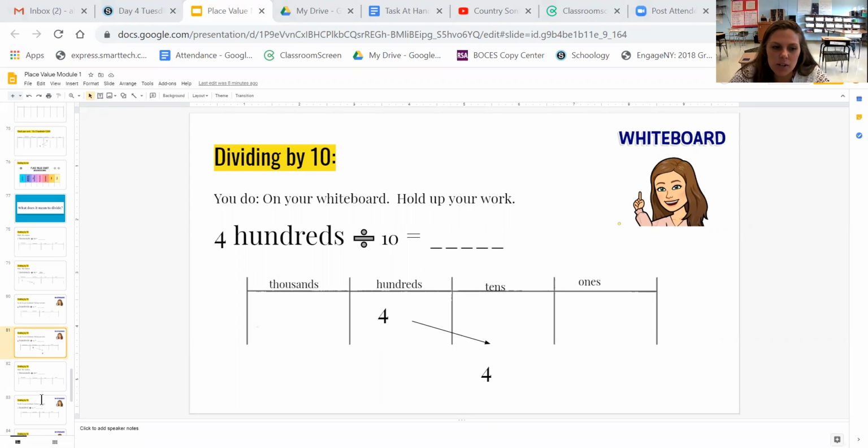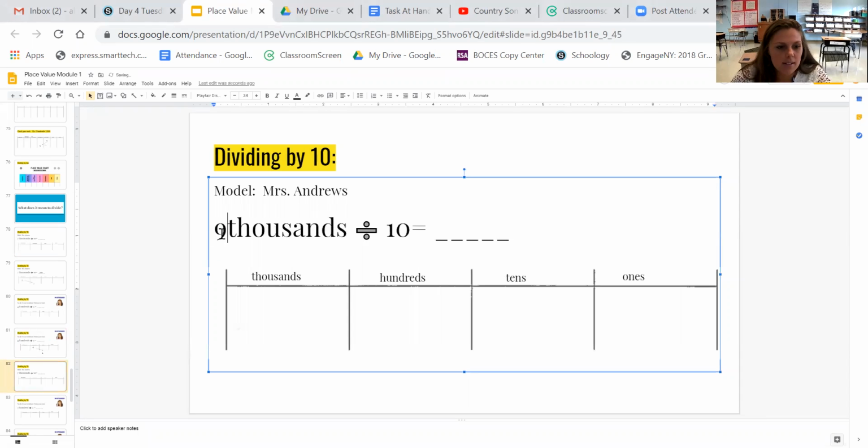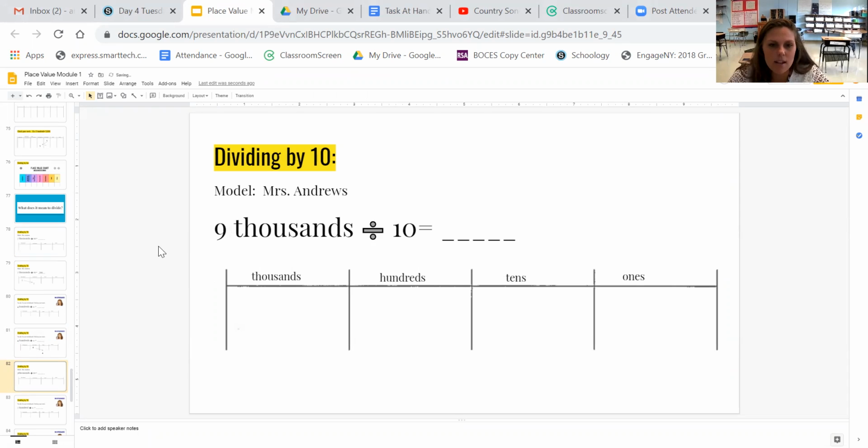Let's keep it moving. We're doing great. My next one is... Did I already do this one? Let's change it real quick because I already did this. I have 9,000. So my very first step is I need to convert this into standard form.